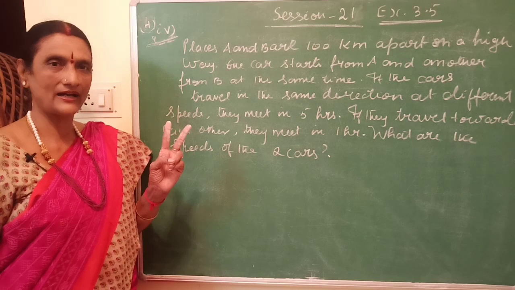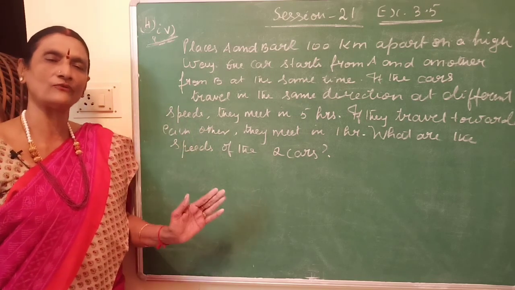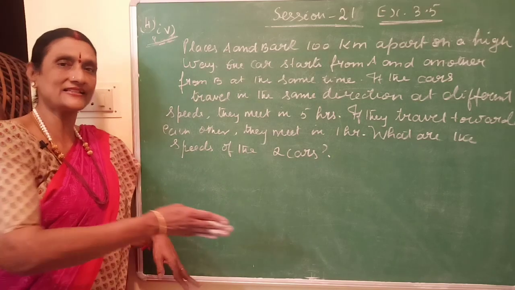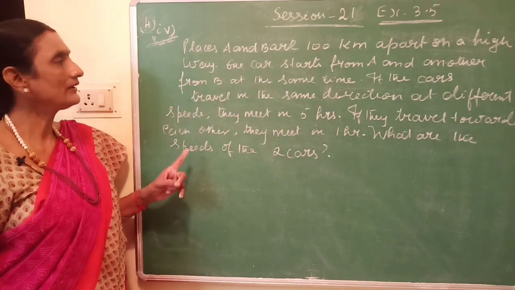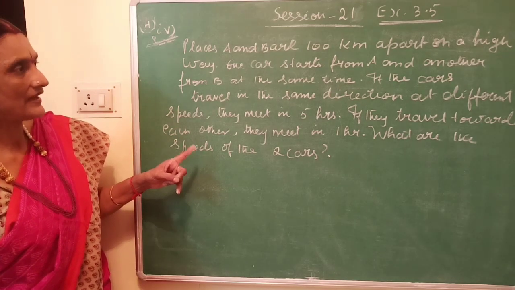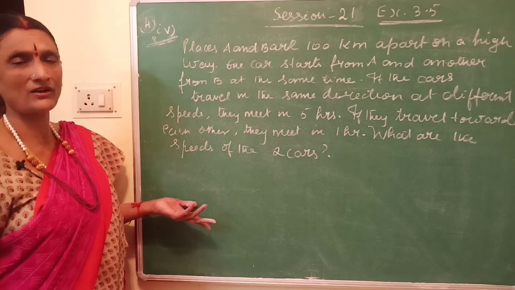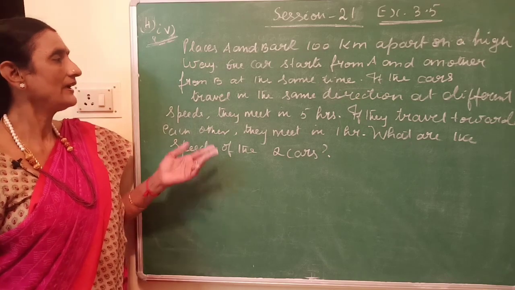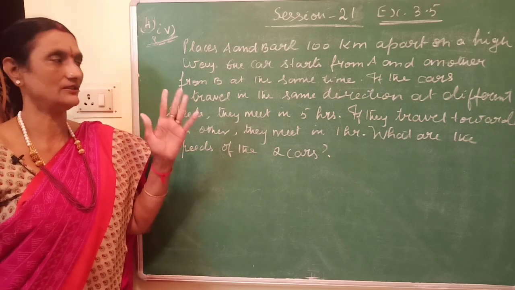There are two cars and those two cars are starting, one from A and one from B. How are they starting? In the same direction. Okay, is that clear? So, in the same direction at different speeds. So, the speeds may be different. It may not be same always. Okay, they meet in 5 hours.